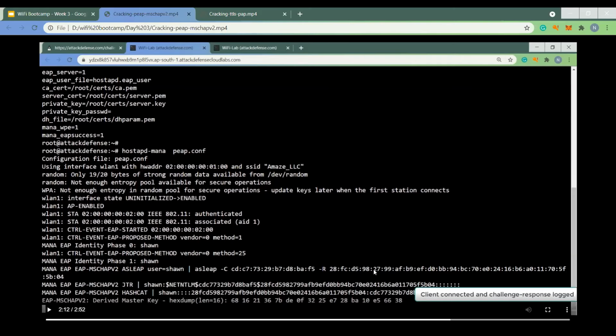So your hostapd-mana is actually parsing everything and showing it in a very user-friendly way, where you can just copy this part and run it, and asleep will then run the cracking attack on this challenge and response. Similarly, it is also giving us the format compatible with JTR and hashcat. So we can run this, and it will automatically start the dictionary attack.